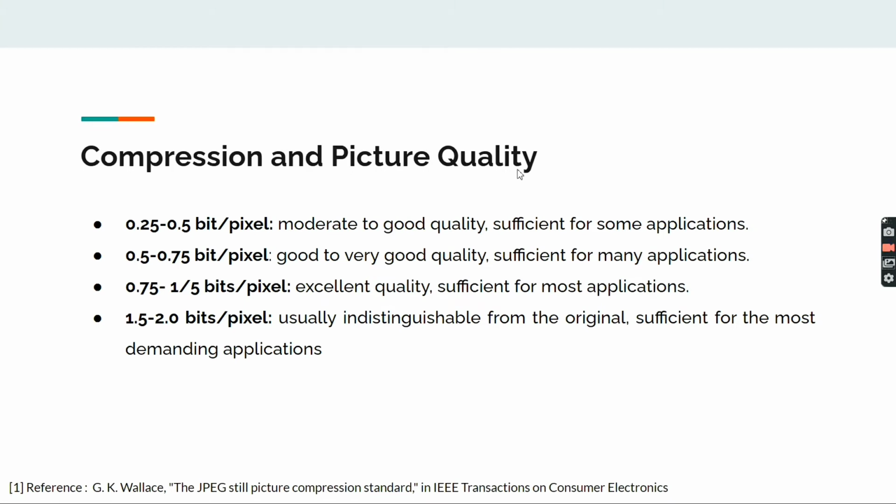Compression and picture quality. All DCT-based modes of operation typically produce the following degrees of picture quality for color photos with somewhat complex scenarios for the stated compression ranges. These parameters are merely a suggestion. Quality and compression might vary greatly depending on the source image and scenario material.